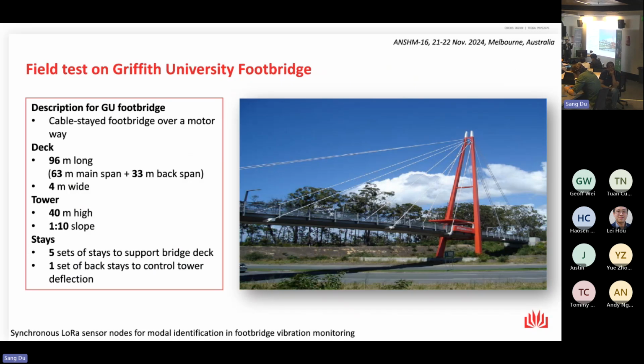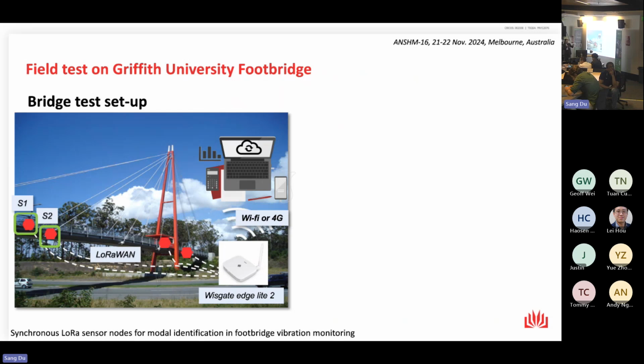So after the laboratory test, we put the two synchronous LoRa nodes on a real footbridge to do a field test. In this test setup, we replaced the serial connection between the LoRa nodes and the laptop with a LoRaWAN network to make it a completely IoT setup.